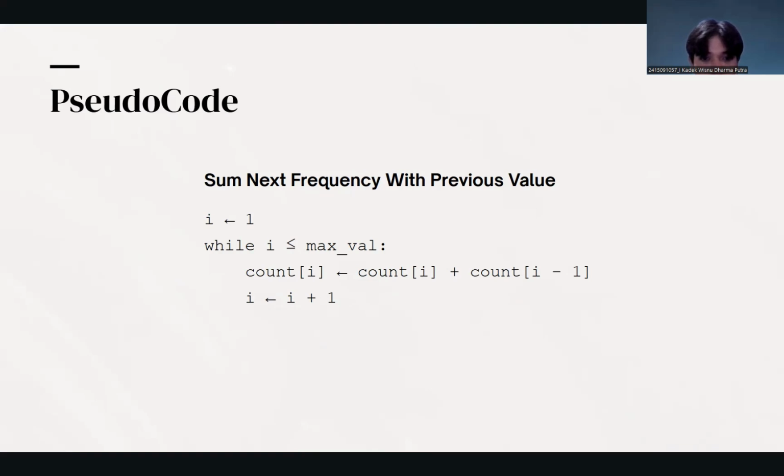After the condition is true, the count array with index I will be changed to count array index I plus count array index I minus 1. And after that, the I variable will be added with 1. Next.